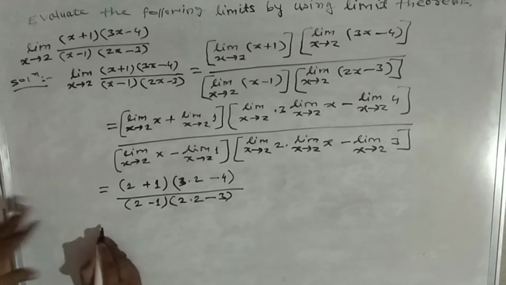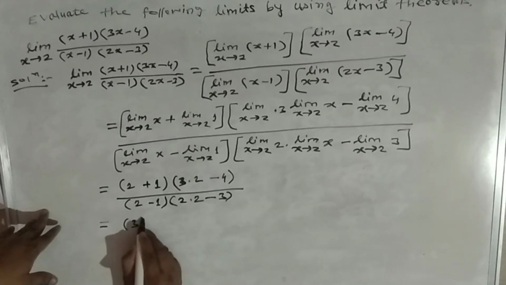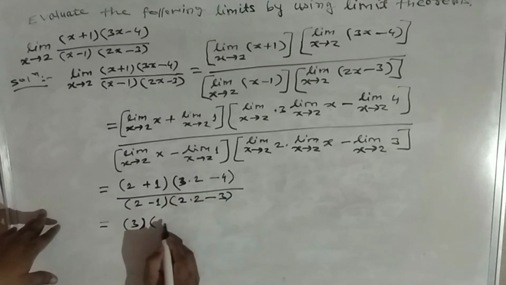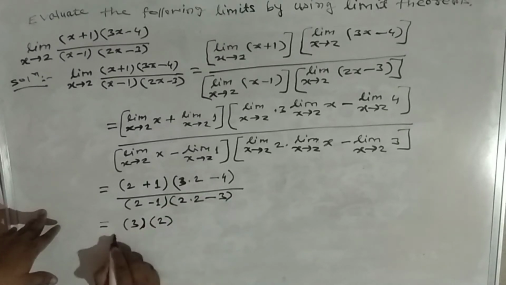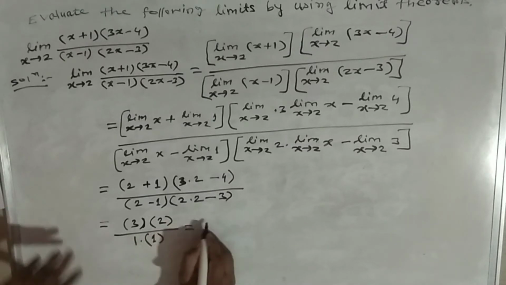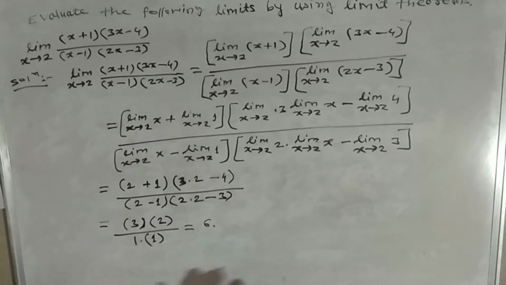So this is equal to 3 into 6 minus 4. 6 minus 4 is 2, divided by 2 minus 1 is 1 into 4 minus 3 is also 1. 1 into 1 is 1. So we get 6. Hence we solve these problems by using the theorems on limits.